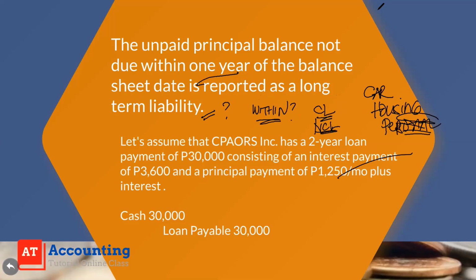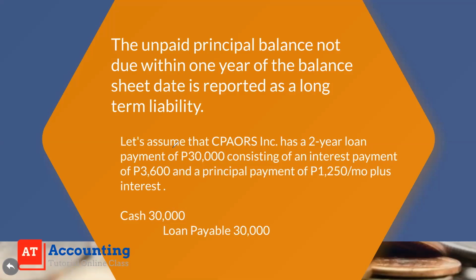So let's assume that CP Paors Inc. has a 2-year loan, with a payment of 30,000 consisting of an interest payment of 36 and a principal payment of 1,250 per month plus interest. The point here is more to illustrate the sample entry when recognizing a non-current liability.